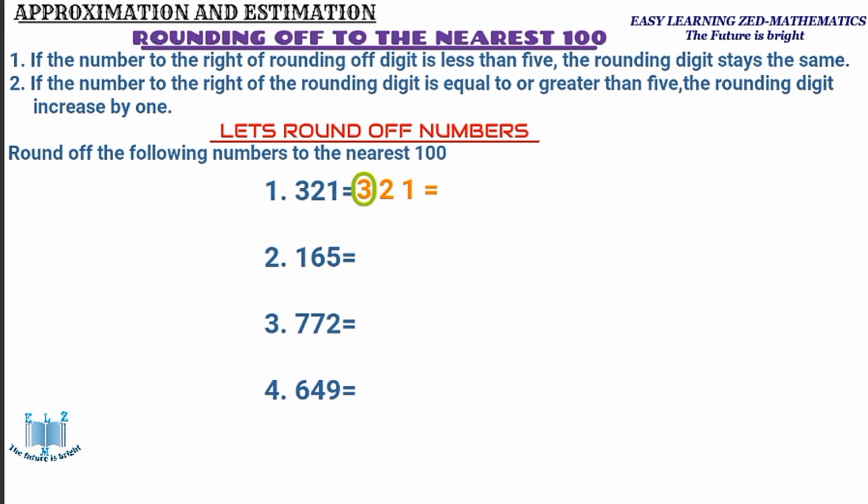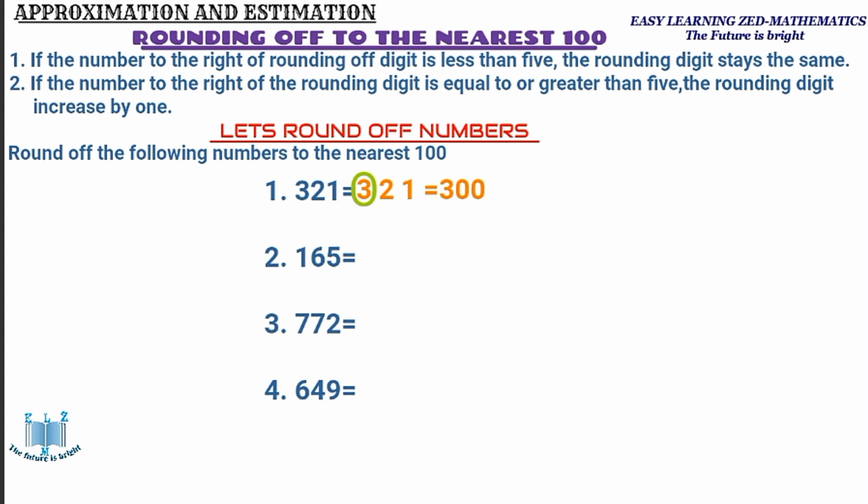So we're going to write 3. Then where there is 2, we're going to put 0, and where there is 1, we're going to put 0. Therefore, rounding off 321 to the nearest hundreds will give us 300 as an answer. Let's go to question number 2.